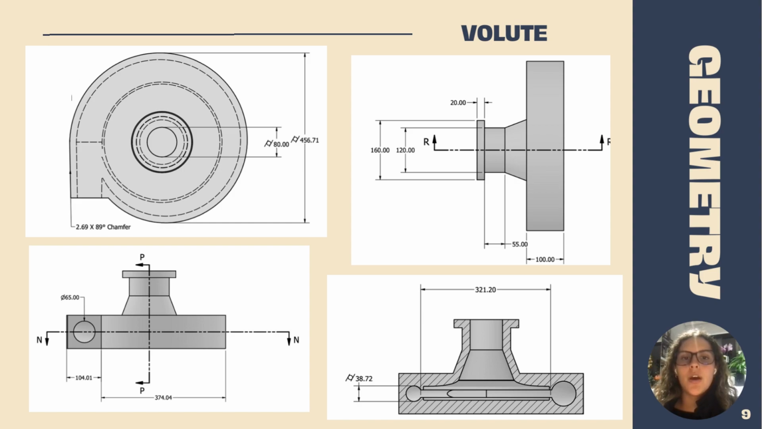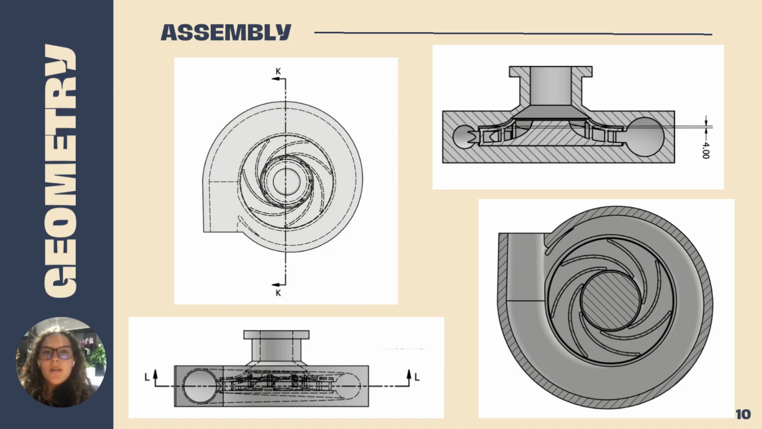In the volute, we have a discharge diameter of 65 millimeters, a suction diameter of 80 millimeters, a nozzle distance of 15 centimeters, and a softened cold water. Finally, we can see the assembly of the volute and impeller. In this assembly, you can see a 4 millimeters side clearance.